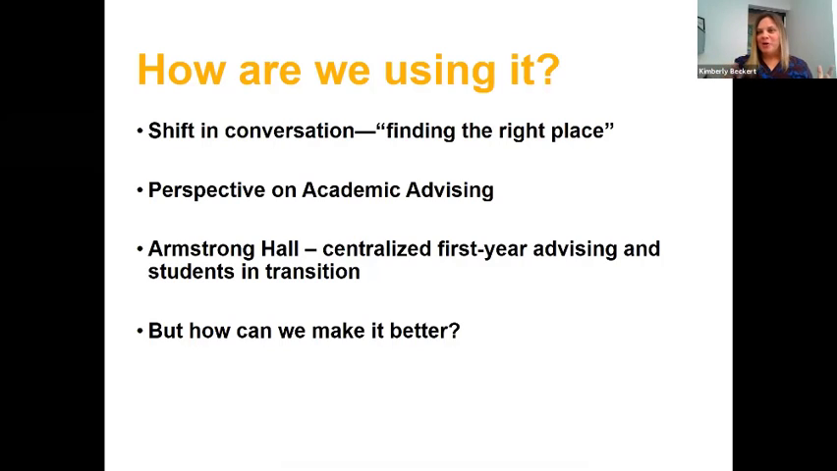But how can we make it better? What other visualizations can we explore using the tools that are right at our fingertips within the BI suite? Before I go on, are there any general questions about the context or what we're talking about?